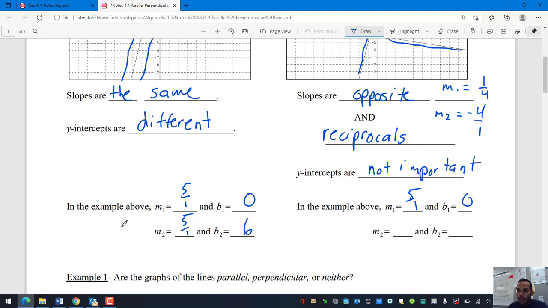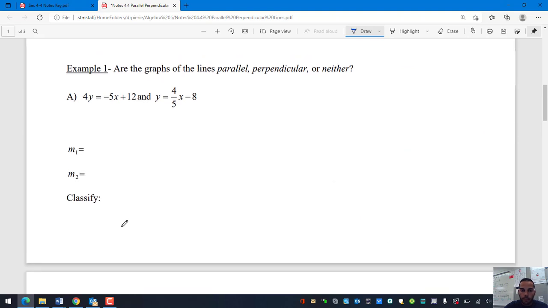Okay, so what does that mean? What I'm going to do is flip that slope. So instead of 5/1, it's going to be 1/5. And then it's going to be the opposite sign. So instead of positive, it's going to be negative. And the y-intercept of the second line happened to be -4, but like we said, it's not that important. Okay, so let's do some examples.